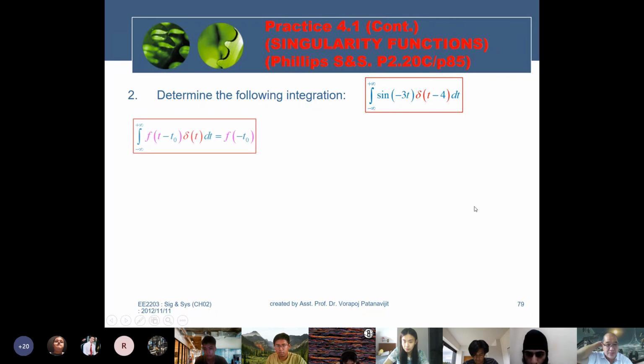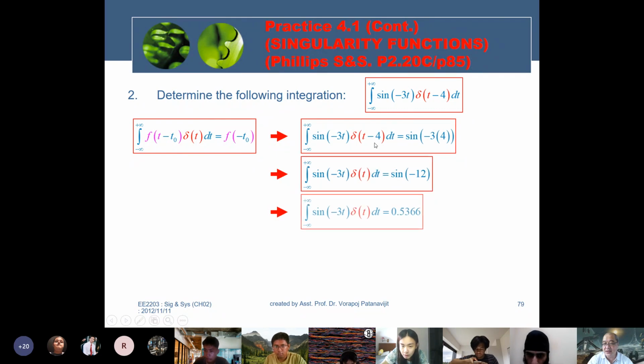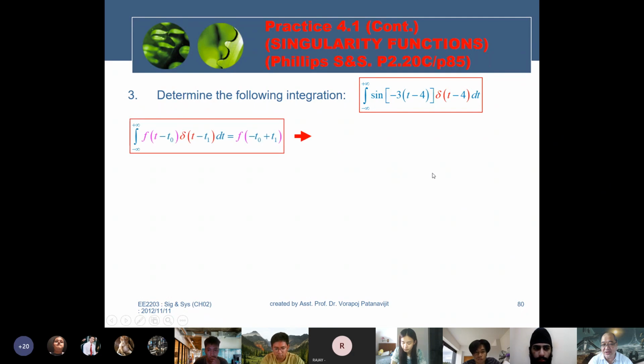The second one is a little bit more complicated. In this case, t naught equal to 4. Therefore, sine minus 3 at t naught equal to minus 4 gives you here. It becomes sine minus 12. Sine minus 12 equal to 0.54 approximately. Okay, we use this formula almost all the time.